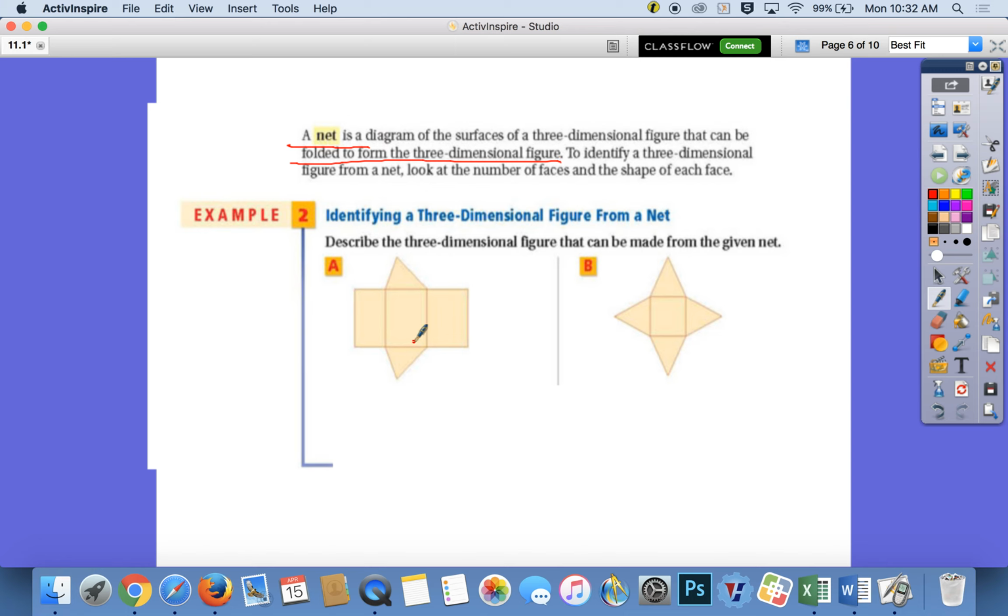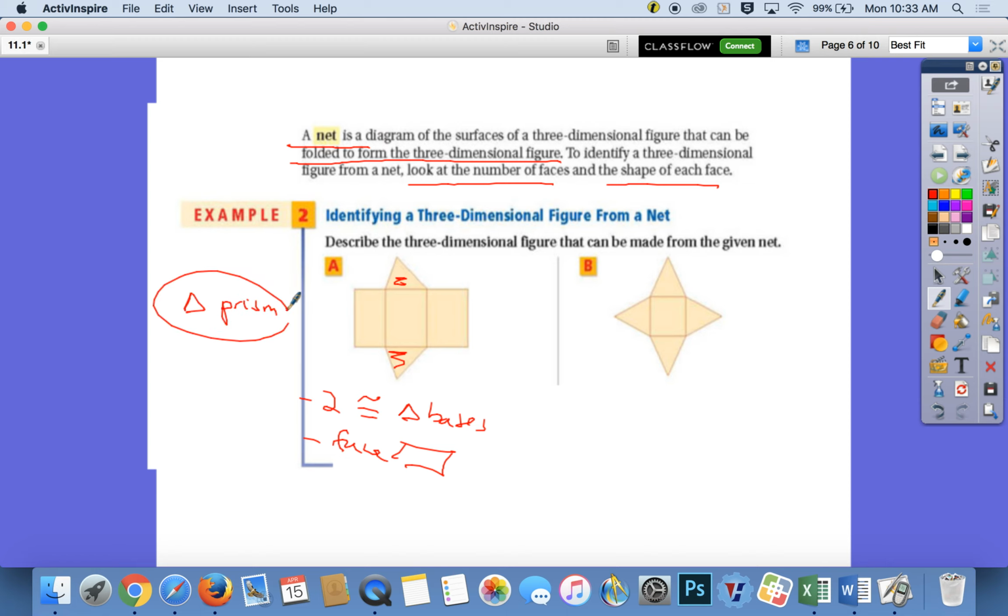So to identify it, look at the number of faces and the shape of each face. Alright? So let's describe it. For this one, I have two congruent triangular bases, and then the faces are parallelograms. So I know it's going to be a prism, and because the bases are triangles, this is going to be a triangular prism. Okay, that is your full credit answer for your test.